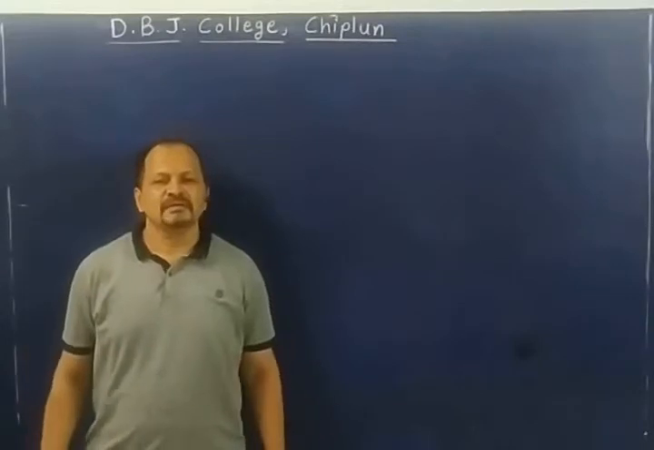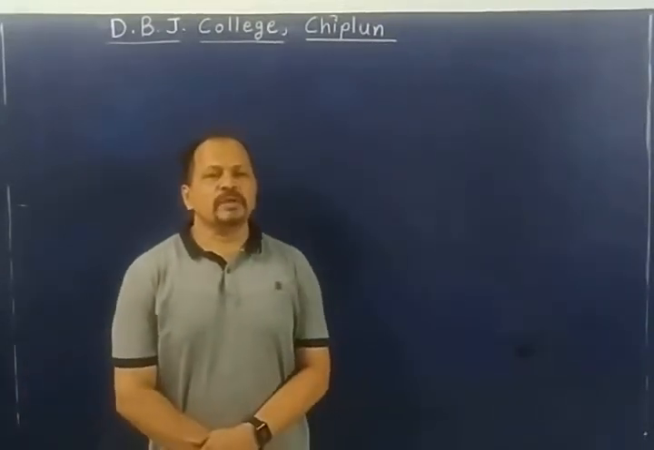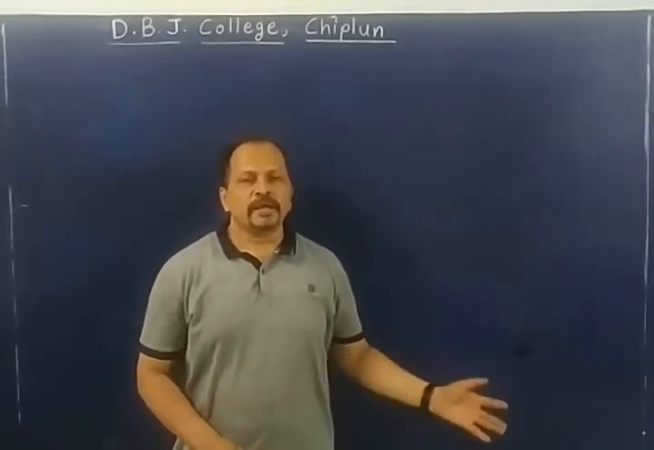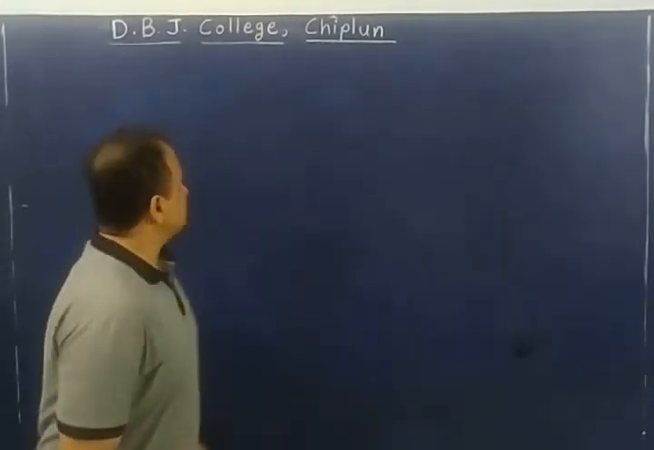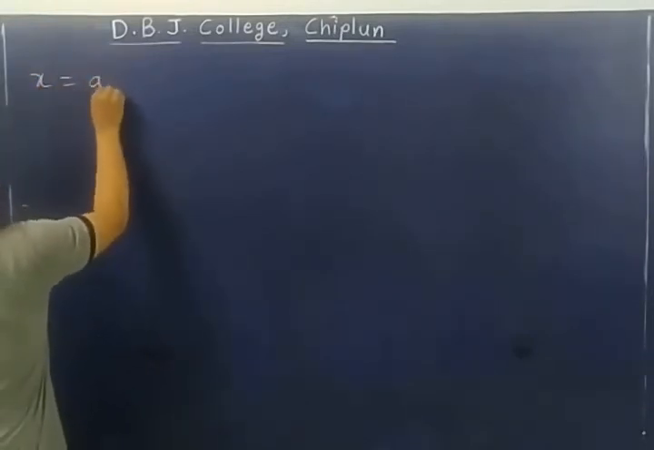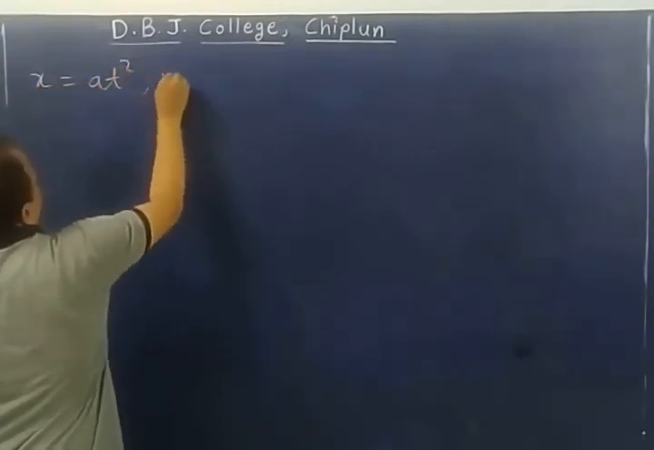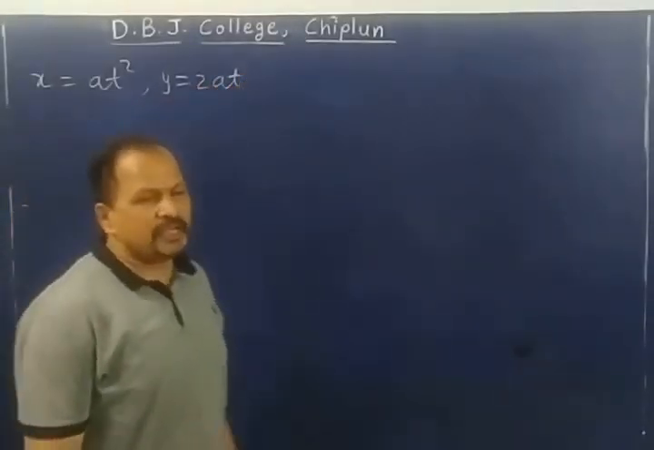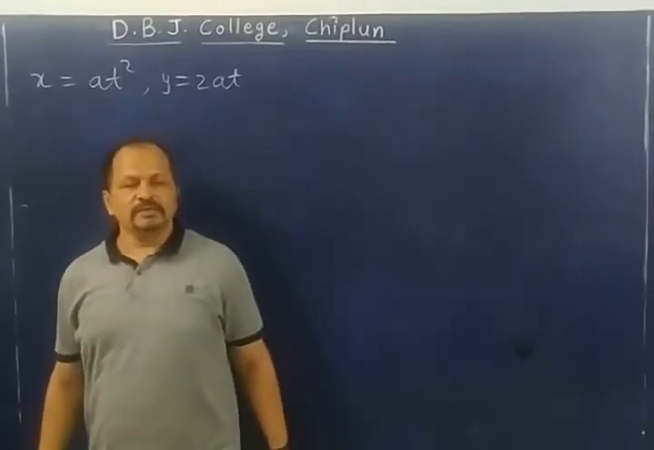Thank you. Let us solve some problems for the derivative of parametric functions. First problem I will take, a very simple one. x is equal to at square, y is equal to 2at. Here t is the parameter, a is constant.